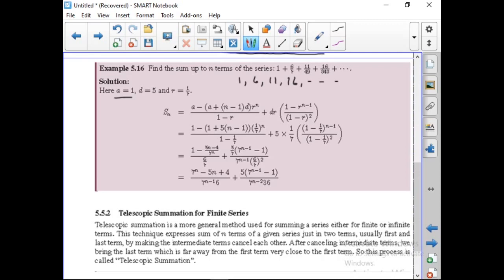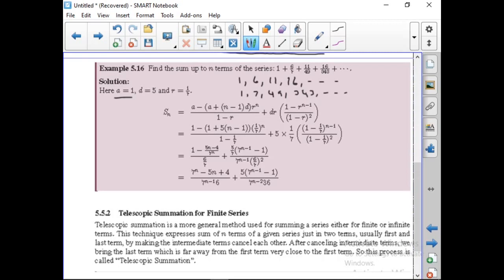And see the denominator. The denominator is 1, 7, 49, 343, etc. So, see the first term is 1 and the common ratio is 1 by 7. Okay. How will you find the ratio? Second term divided by the first term. So, 1 by 7. T2 by T1 is 1 by 7, 7 by 49 is 1 by 7, 49 by 343 is 1 by 7. Is it clear? So, it is asked to find the sum up to n terms.